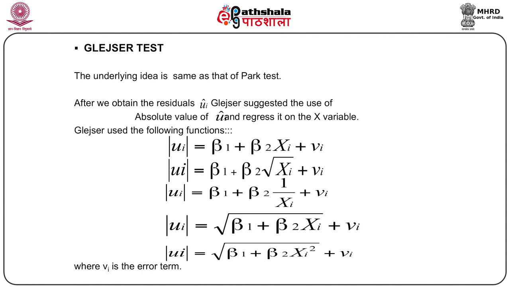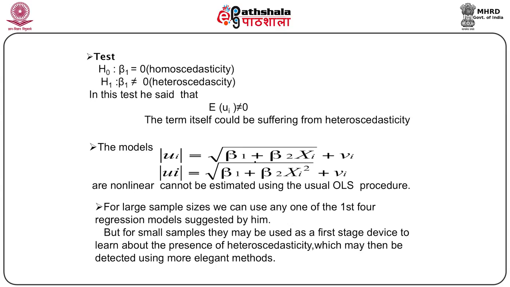Now, in case of testing homoscedasticity, we wish to test the null hypothesis that beta 2 equals 0 against the alternative hypothesis that beta 2 is not equal to 0. In this test again, Goldfeld and Quandt pointed out that the expected value of the error term vi is non-zero and the term itself could be suffering from heteroscedasticity.